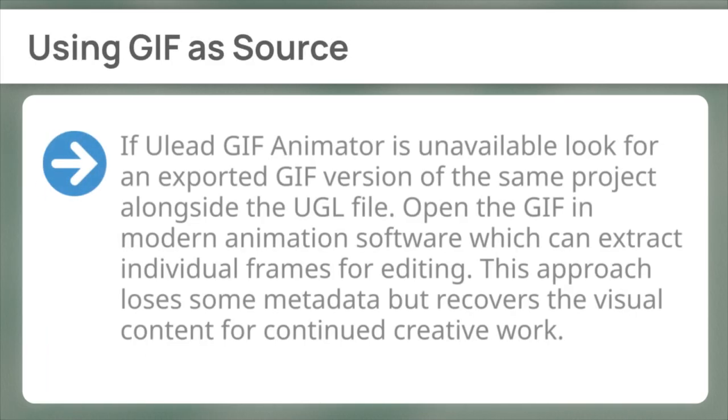Finally, using GIF as source. If Ulead GIF Animator is unavailable, look for an exported GIF version of the same project alongside the UGL file. Open the GIF in modern animation software, which can extract individual frames for editing. This approach loses some metadata, but recovers the visual content for continued creative work.